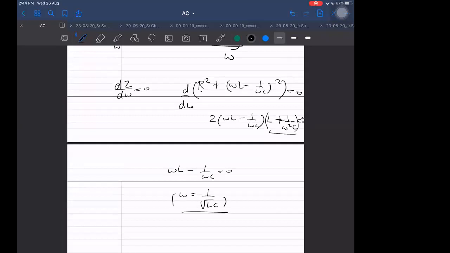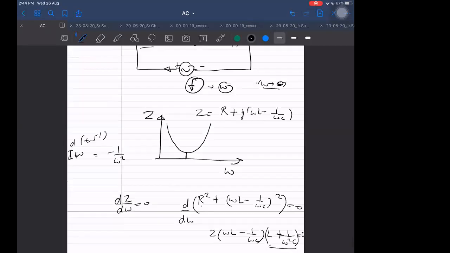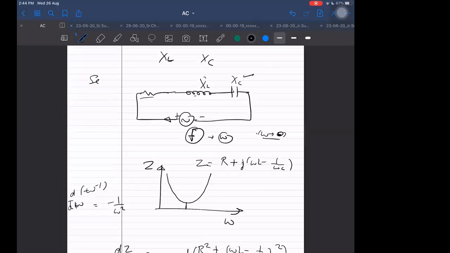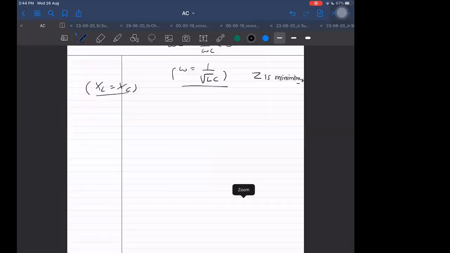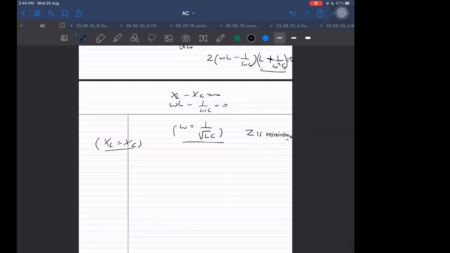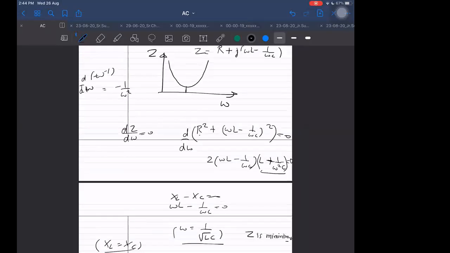So we can see that Z is minimum at resonance, when omega is equal to this, or when XL minus XC is equal to 0, or when XL is equal to XC. Only for this case we are discussing. Don't start generalizing it. You never forget, this discussion is only and only valid for a series RLC circuit. If I start taking a parallel RLC circuit, it will be a completely different conclusion. I will come to that also, but this is for series.